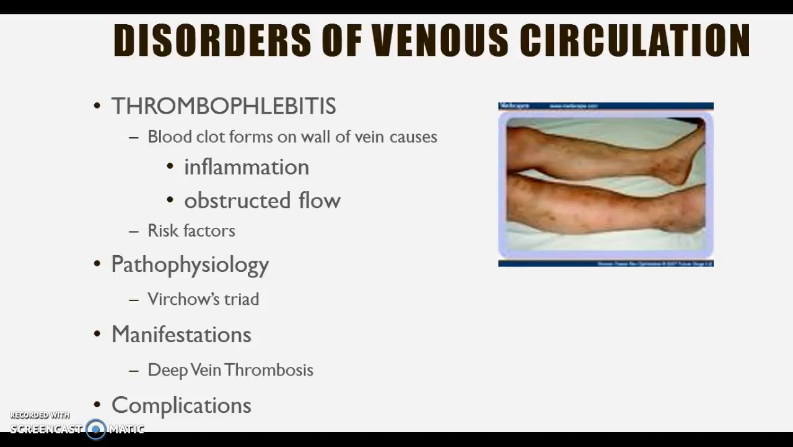What happens with DVTs, and like I said, we just let them dissolve, but a piece of that clot can break off, and now we have an emboli, and it can go to the heart, it can go to the lungs, it can go to the brain, it can go to the kidneys, it can go just about anywhere. So that could be some of the complications.